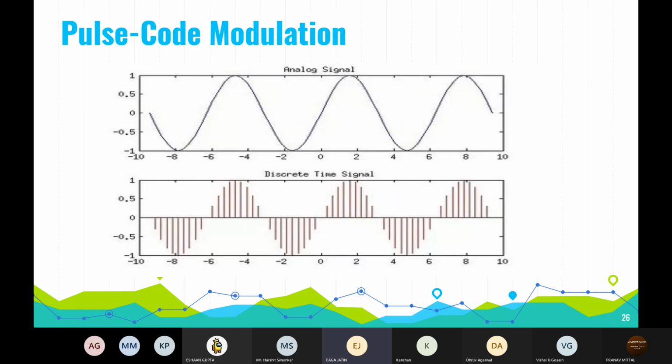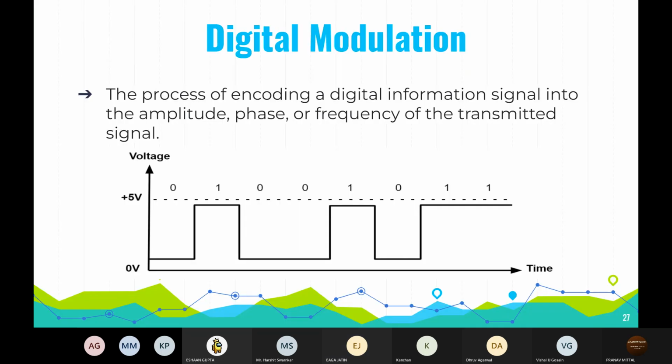All right, so far we have seen the different types of analog modulation techniques, where the message signal was analog in nature. Now let's talk about the digital modulation techniques. In a broad sense, there are mainly three different techniques: amplitude shift keying, phase shift keying, and frequency shift keying. In all these digital modulation schemes, the message signal is in digital form.